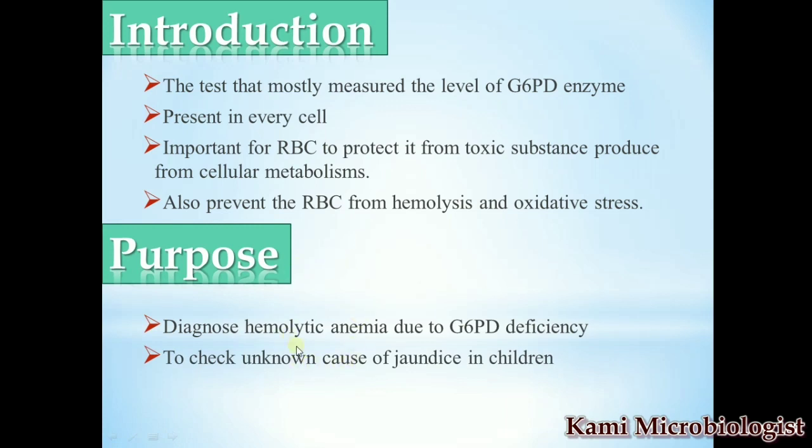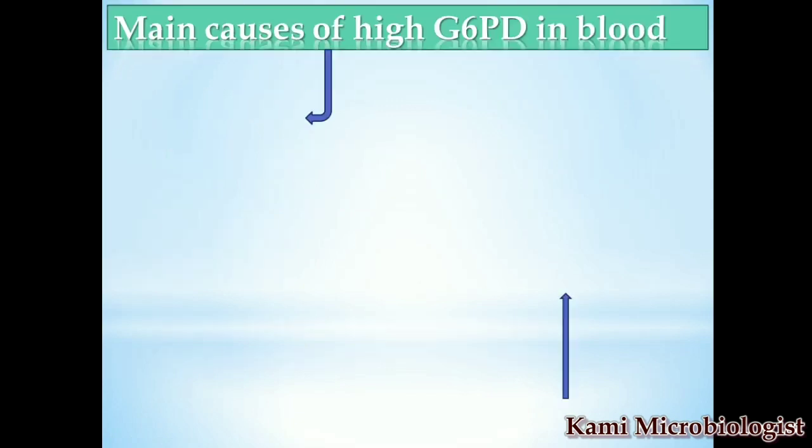Then it is also important to check the unknown causes of jaundice in children. Mostly, jaundice is actually a liver problem in children. It will make the children pale yellow in color, which is mostly seen in children who have jaundice.